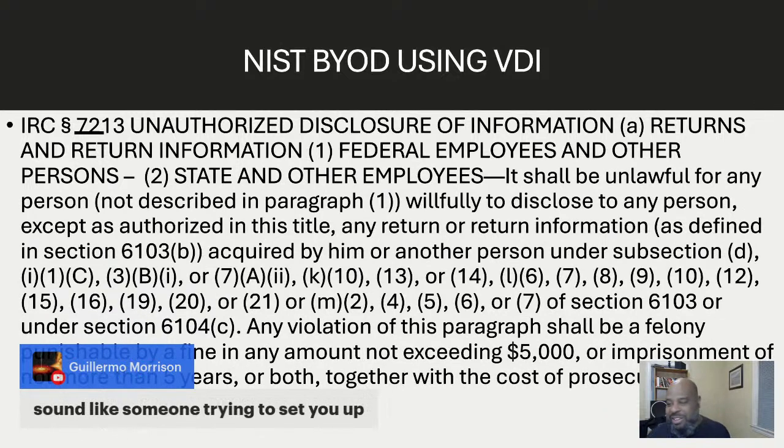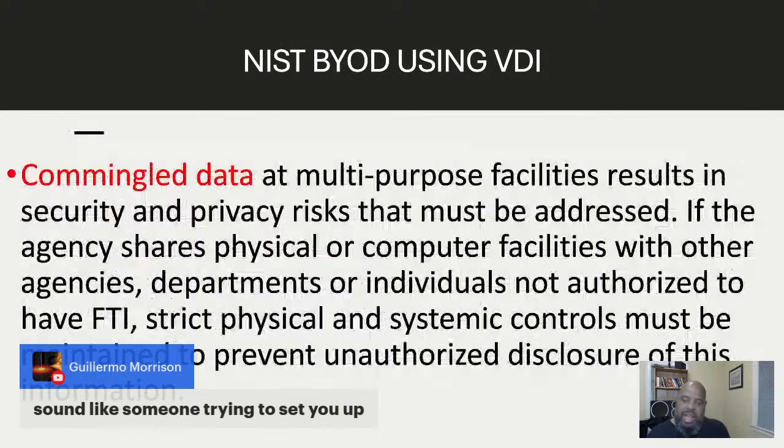Let's keep rolling, right? So once again, it's the last one. It should be unlawful for any person not described in paragraph to willfully disclose to any persons except authorized in the title. Once again, that was the $5,000 fine. And this is what I think he was doing on those systems he didn't think about. You're commingling data at a multi-purpose facility results into security and privacy risks that must be addressed. If the agency shares physical or computer facilities with other agency departments or individuals not authorized to have FTI, strict physical and system controls must be maintained and prevent unauthorized disclosure of this information, right?